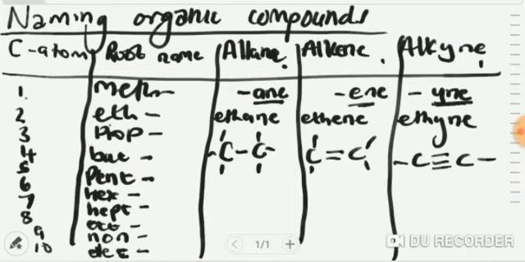So the suffix of these hydrocarbons, if it's an alkane, it's ane, alkene is ene, and then alkyne is yne. So now let's try a few examples.